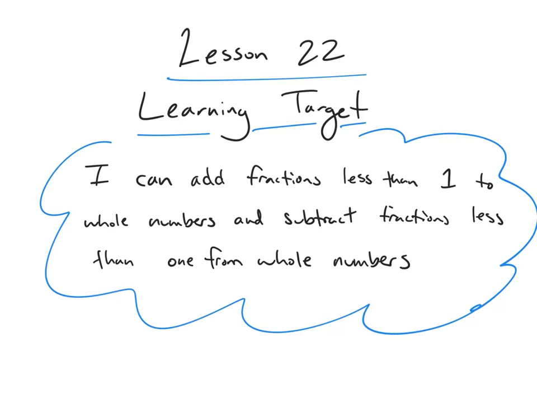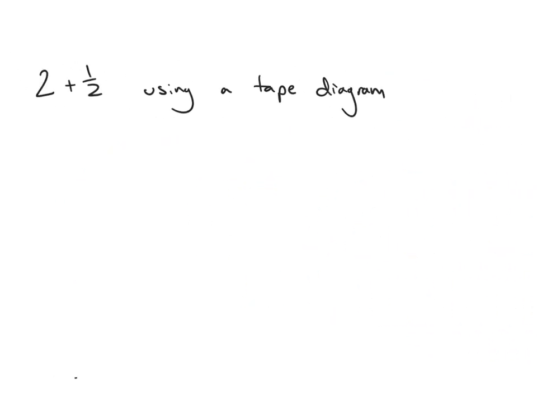So we're going to be looking at problems today where we have whole numbers greater than 1 and we're adding fractions to them and subtracting fractions from them. I'm going to be showing two strategies today, actually three, one using a tape diagram as a visual model, one using a number bond, and one using a line plot or a number line as a visual model. So let's go ahead and jump into the first problem.